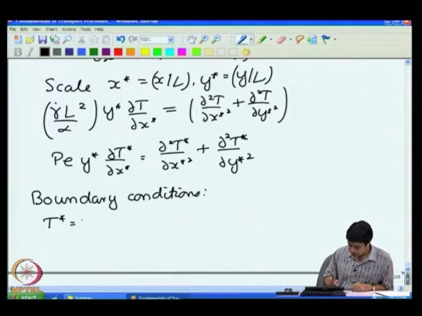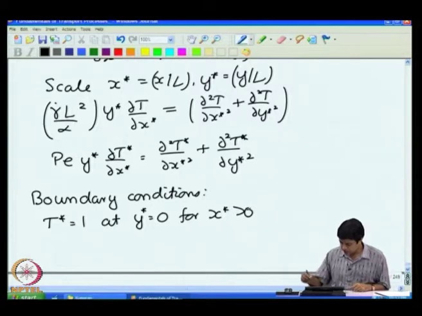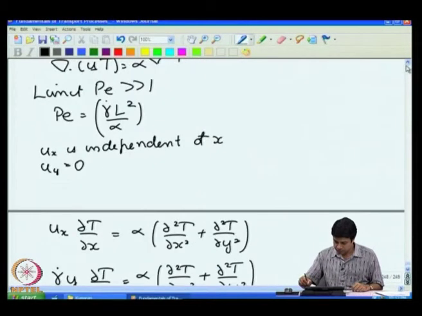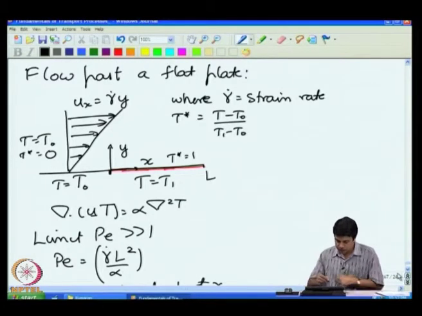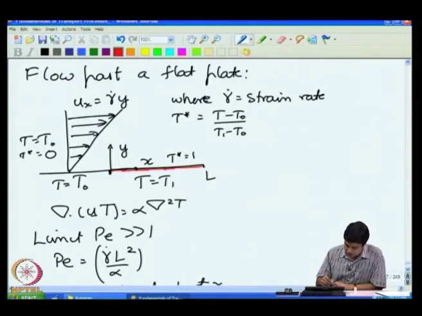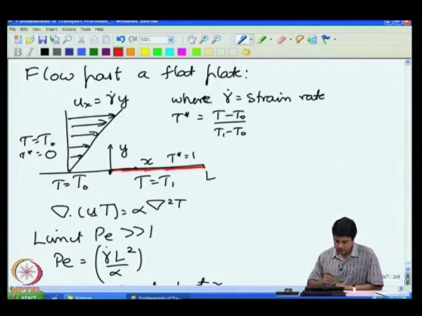T star is equal to 1 at y is equal to 0 for x greater than 0. So, for x greater than 0, I have the heated section of the plate where T star is equal to 1. T star is equal to 1 on this heated section of the plate at y is equal to 0, for x greater than 0 of course.